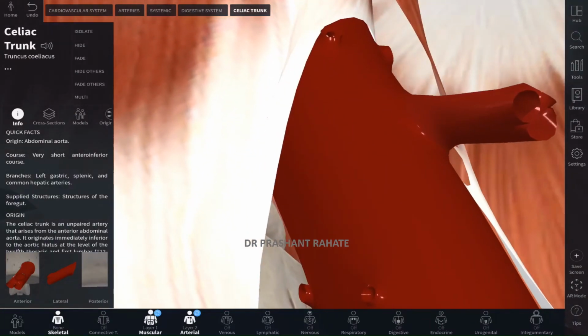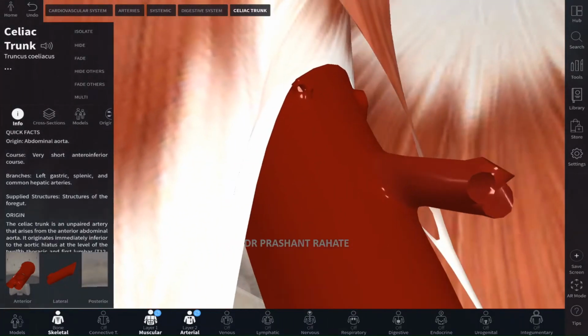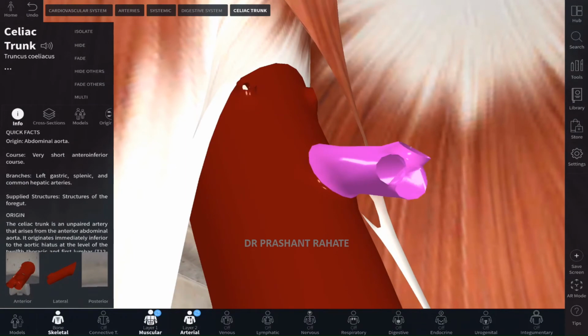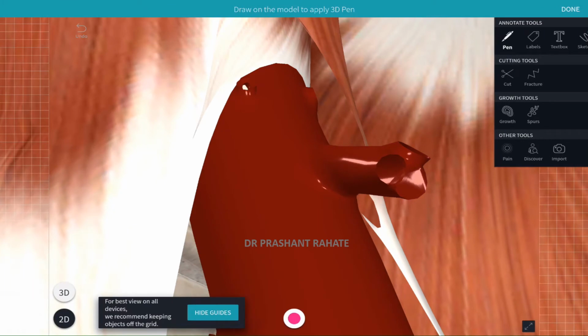I will tilt the view. This is the first branch of the aorta, that is called the celiac trunk. And the celiac trunk immediately bifurcates into three: the left gastric artery, the hepatic artery and the splenic artery. So what happens in median arcuate ligament syndrome? I will take some help of the tools, select the pen.